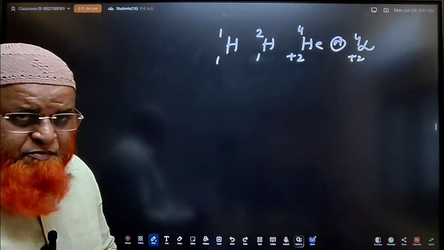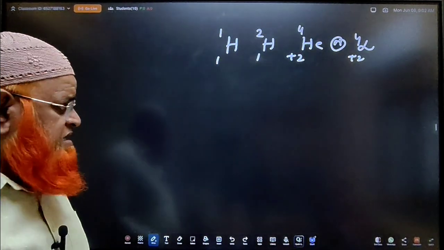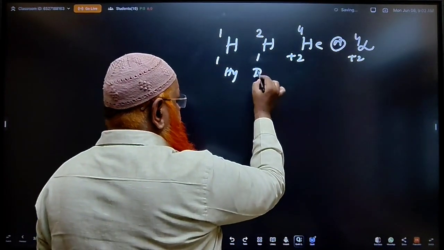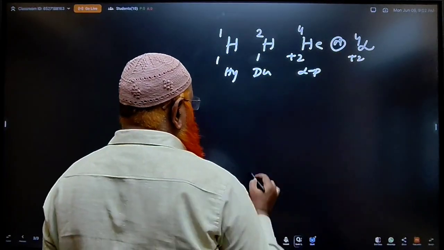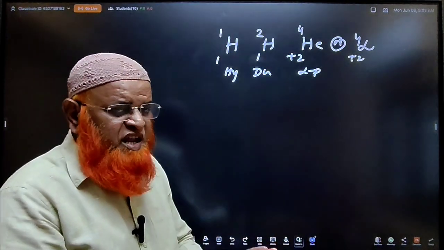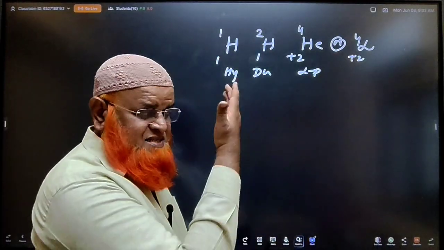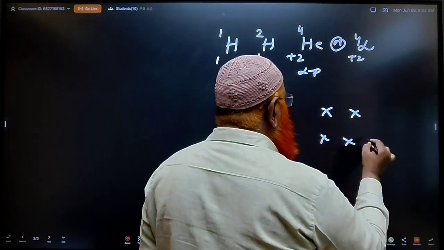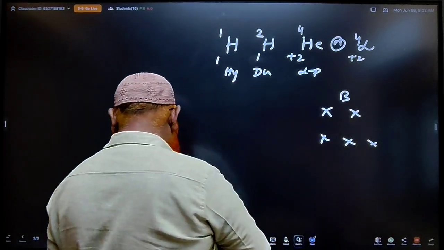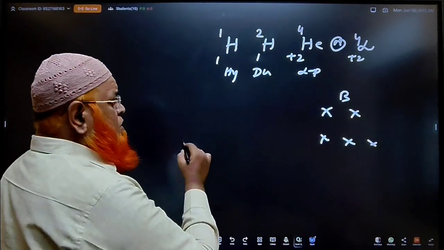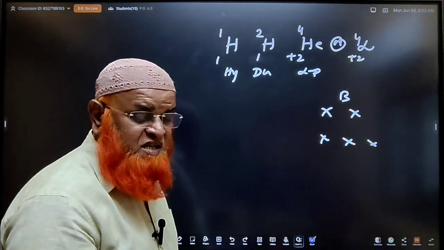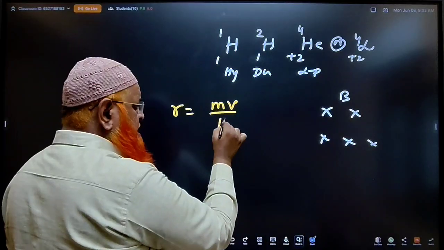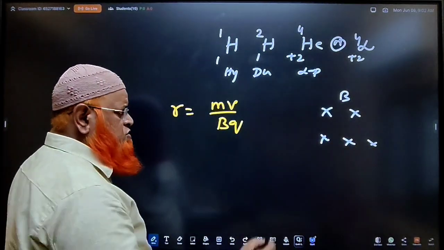So these three particles we consider. What type of problems will you get? When hydrogen, deuterium, and alpha particles enter into the same field, which is B, what is the ratio of their radii? And you know the formula for radius is mv by bq.